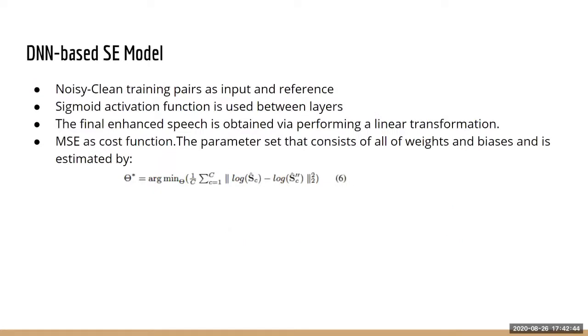Another method which has been used for speech enhancement and this paper builds upon is DNN-based speech enhancement. Now the DNN-based model is relatively straightforward. A DNN-based speech enhancement model simply uses noisy and clean pairs of inputs as training data. And again, the input noisy data is divided into some chunks for input. And the DNN uses the sigmoid activation function between layers, and finally a linear transformation at the end to get the enhanced speech, because the sigmoid function actually gives only a range of values. So you use a linear transformation at the end. And the model simply uses the mean square error between the enhanced speech and the actual clean speech as the cost function.